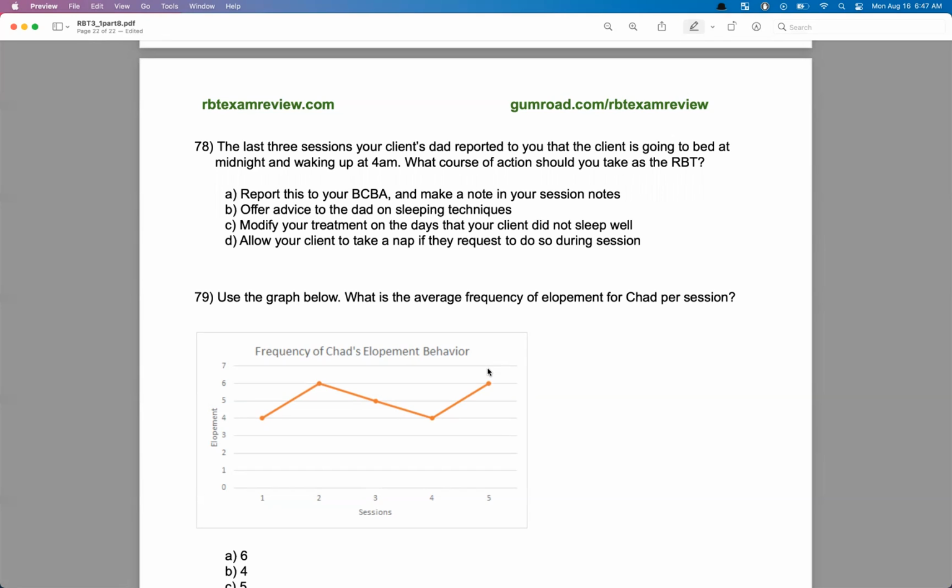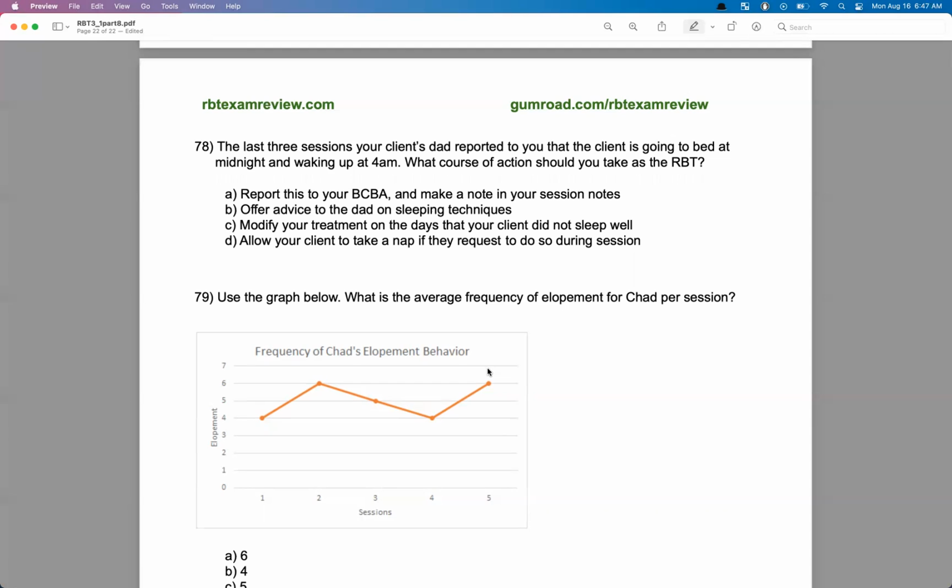Okay. C, modify your treatment on the days that your client did not sleep well. Well, not your decision to make, right? That's going to be your supervisor's decision. Okay. So if after you report to your BCBA, after you talk about it, and then they decide to make modifications, that's another thing.